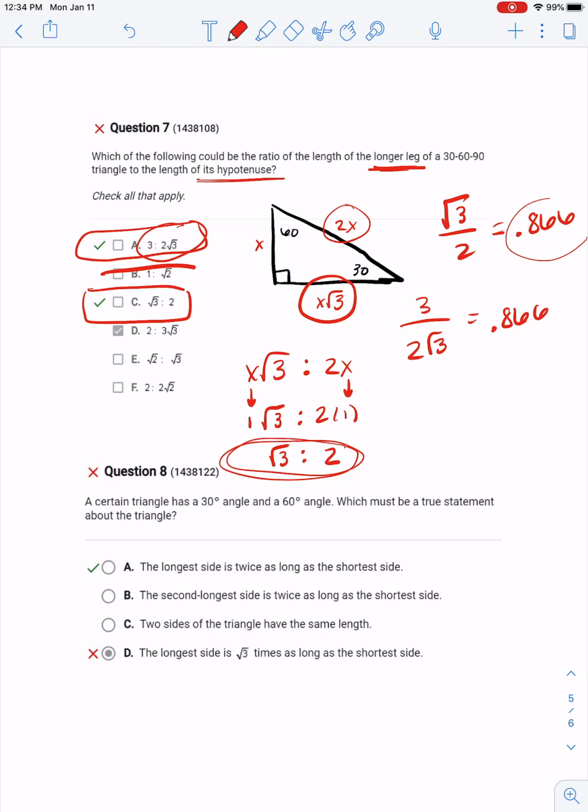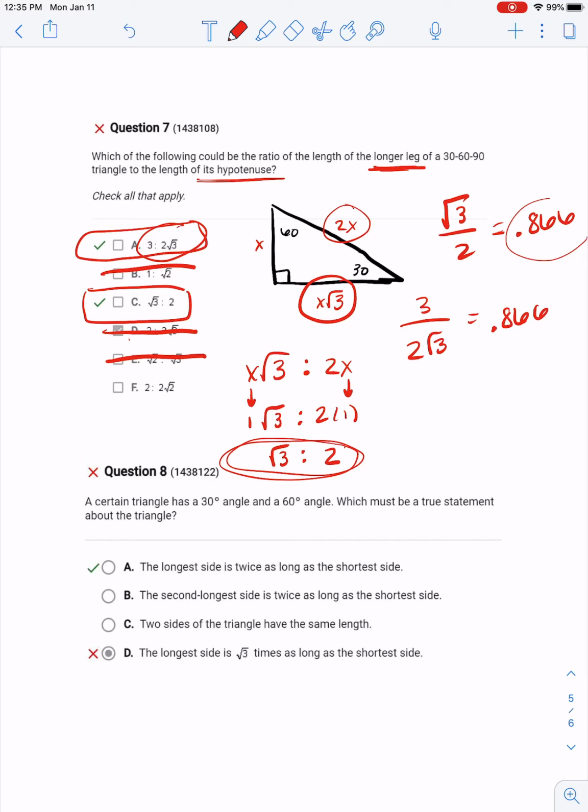Nope, I get 1.154. That doesn't work. Next one is square root of 2 divided by square root of 3. I get 0.816. That's close, but not the same.